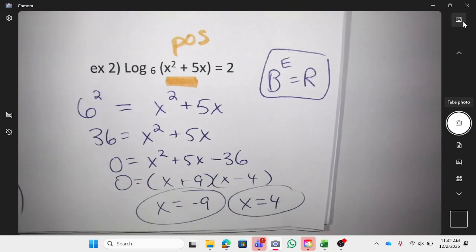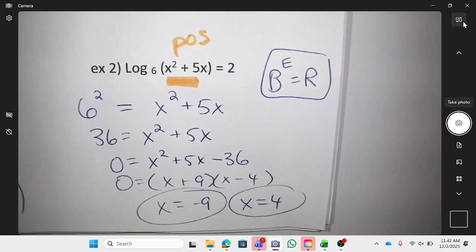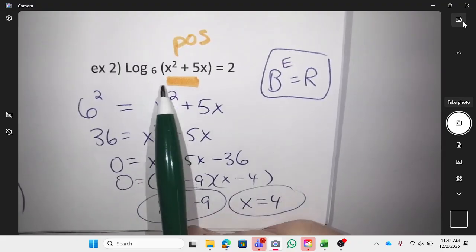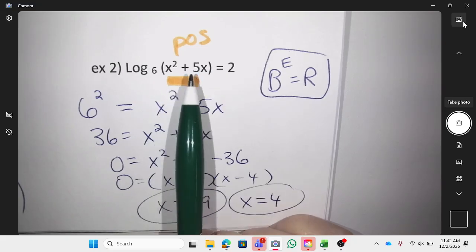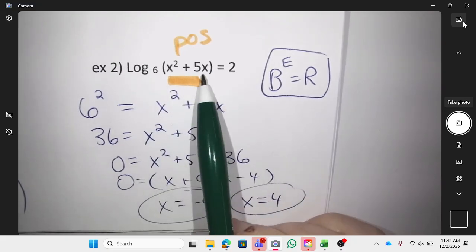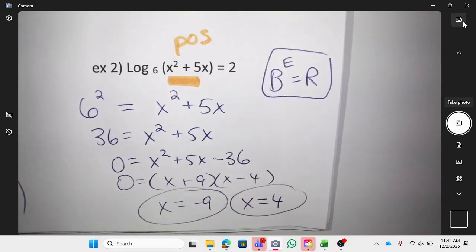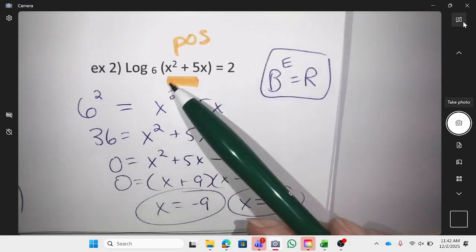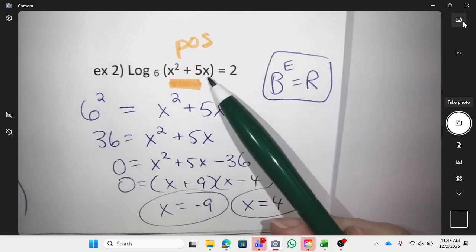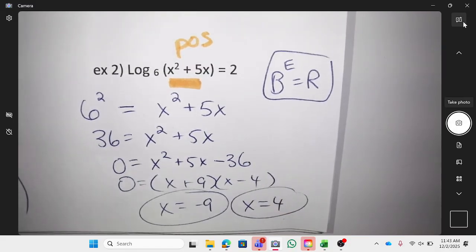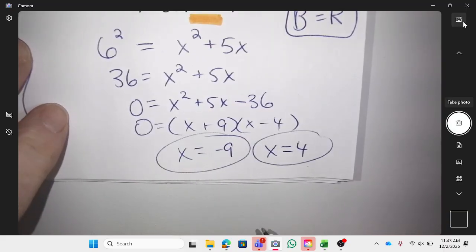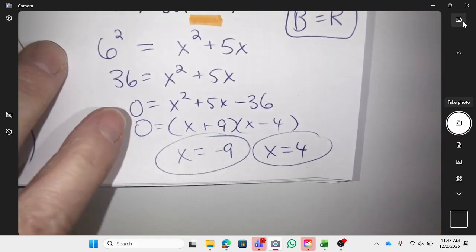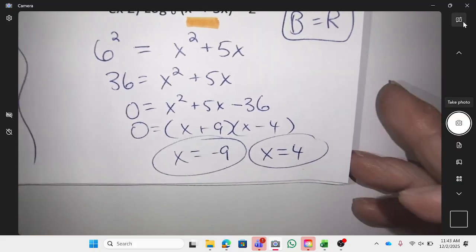Okay, you do have to always check your answer. Does it stay positive? So if I went -9 squared, 81, and then it would be subtract 45, we're still positive. And 4 plugging in there, still positive. If it is not positive, you would have to reject your answer. Okay, show your answer. Show the rejection of that answer.